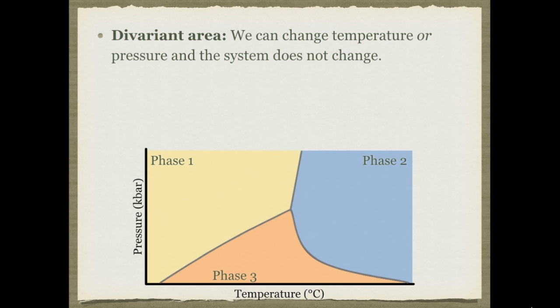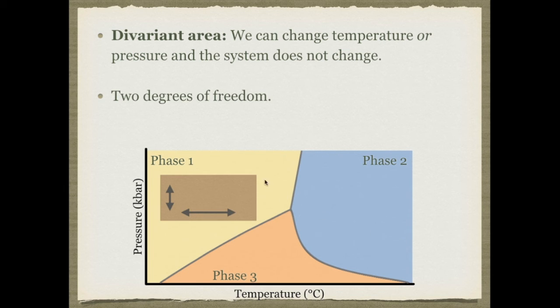Within a divariant area, we can change the temperature or the pressure, and the system does not change. It stays in the same phase. So here is an area here where this brown box is. Within here, we can change the temperature as much as we like. We can change the pressure as much as we like. But no matter how we do that, in this area, we always have phase 1. The phase does not change no matter what we do in here.